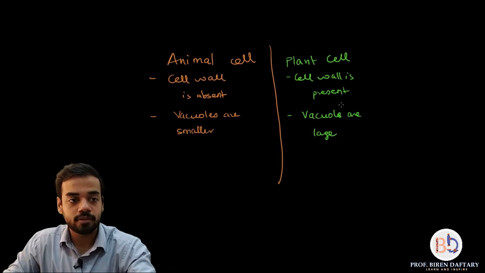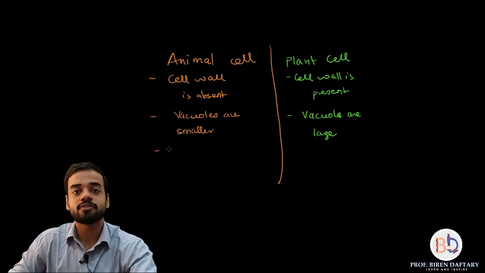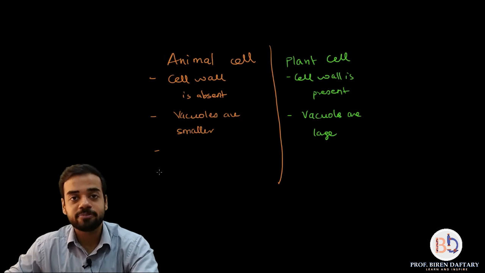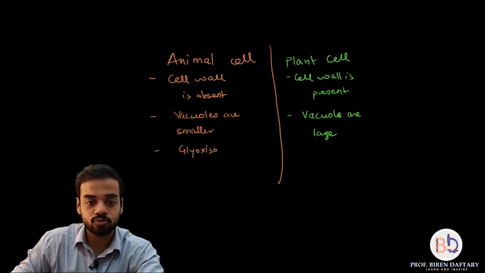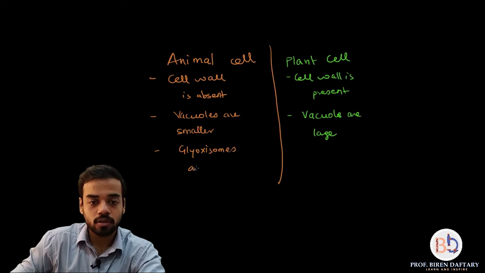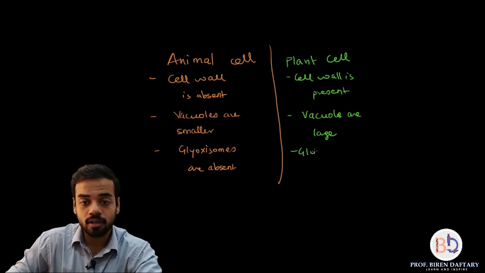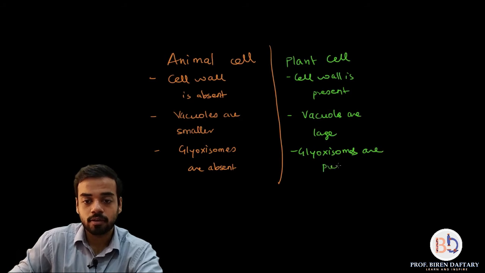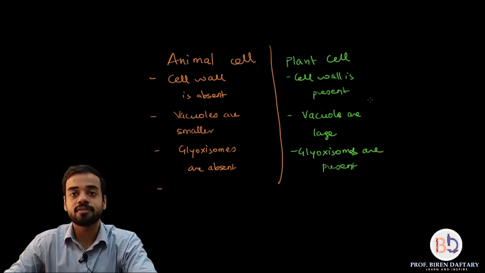Correct? Then what were the other differences? The other difference was the absence of glyoxysomes. So I will write down over here, glyoxysomes are absent, correct? And in the plant cell, glyoxysomes are present. Okay, what else?